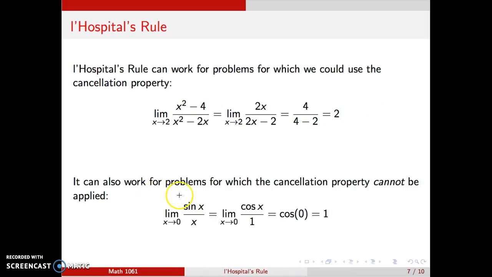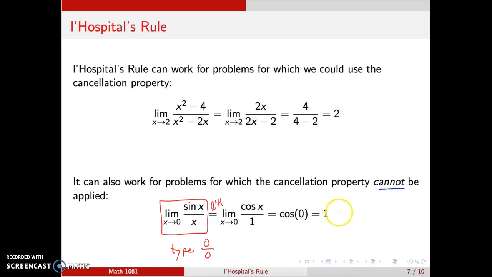But we can also use this for problems where the cancellation property cannot be applied. So we don't have a comparable sort of thing to that very first limit that we talked about, the sine of x over x as x approaches 0. This is a kind of a classic case of using L'Hopital's rule. So this is type 0 over 0. So we're using L'Hopital's rule here. Derivative of sine of x is cosine of x. Derivative of x is 1. And that's good. That's nice and continuous.